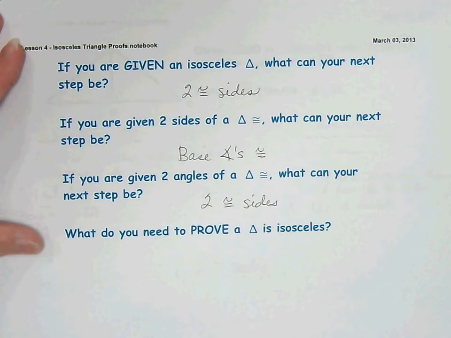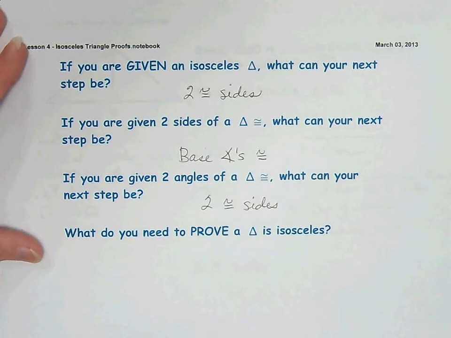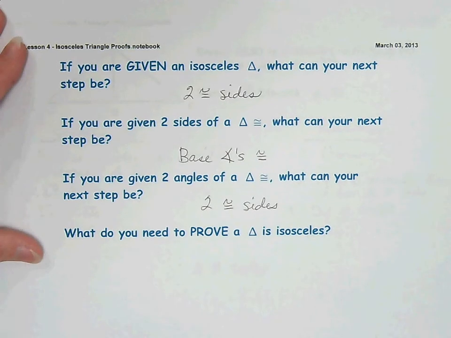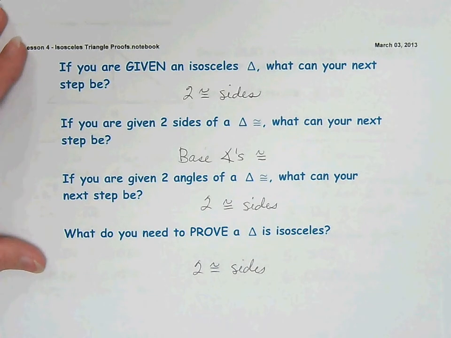But what you need to actually prove, what you need your final statement to be before you say it's an isosceles triangle, is you have to show that there are indeed two congruent sides.